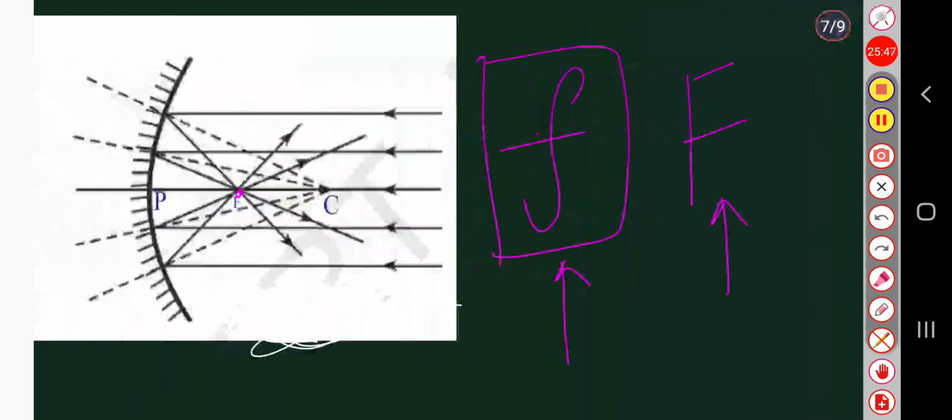The next thing is, what is the relationship between radius of curvature and focal length? Radius of curvature, you know, is capital R, and focal length is f. Now all of you look at here. The distance from P to F is equal to the distance between F to C. F is focus, C is center of curvature, P is the pole.